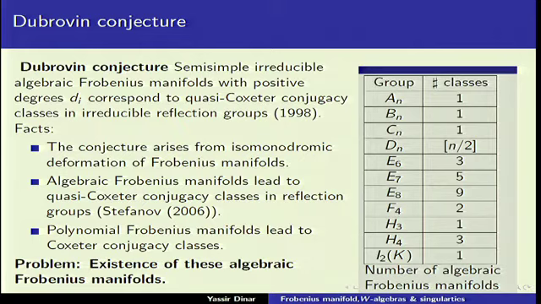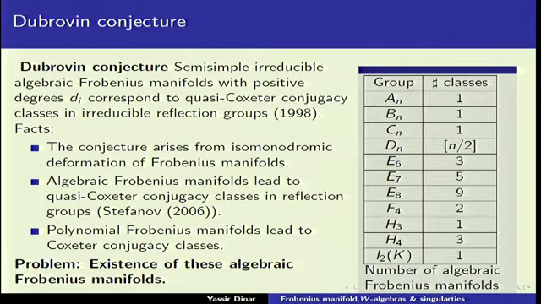By quasi-Coxeter conjugacy class, I mean a conjugacy class where you write it as a product of simple reflections in the minimal way. These reflections will generate for you the whole group. So it is the biggest conjugacy classes in reflection groups. These conjugacy classes are already classified by Carter, and the conjecture says that this will actually give you all the algebraic Frobenius manifolds.